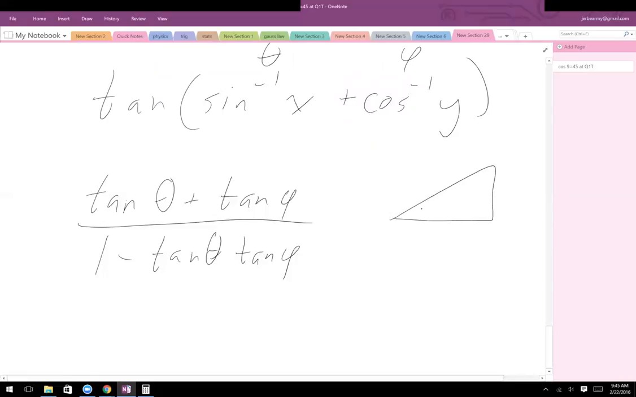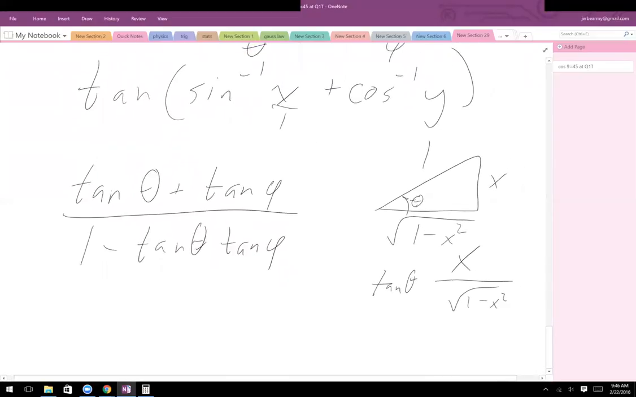If sine theta is x, also known as x over 1, well, sine is opposite over hypotenuse, right? So what's the other side? 1 squared minus x squared is 1 minus x squared. And then tangent, of course, is opposite over adjacent. So tangent theta is x over the square root of 1 minus x squared. Same thing for y.